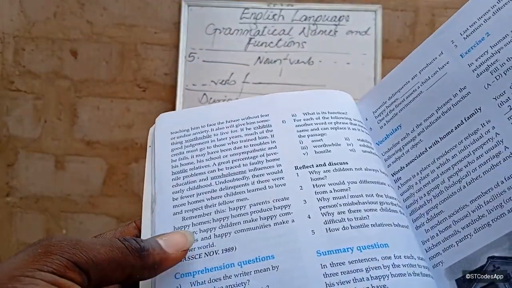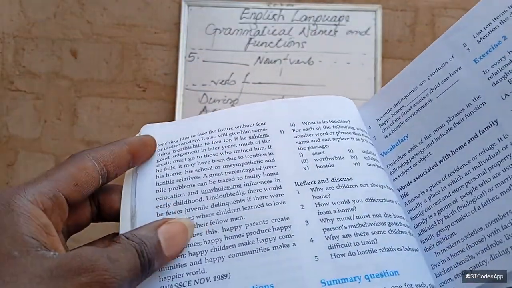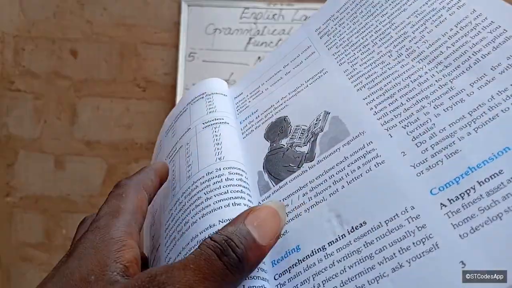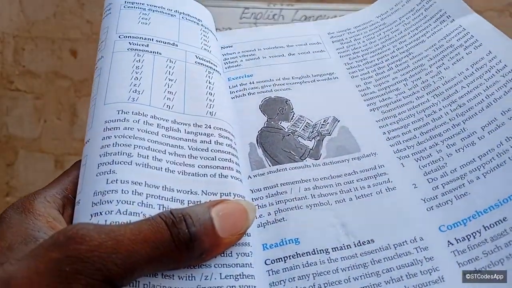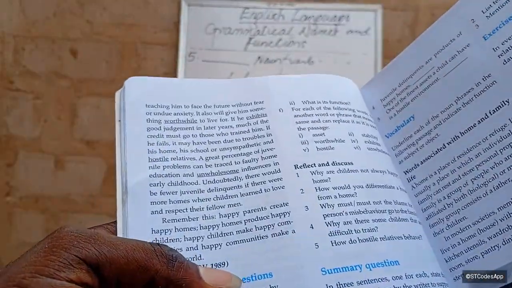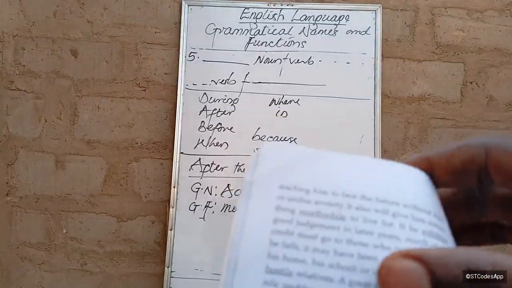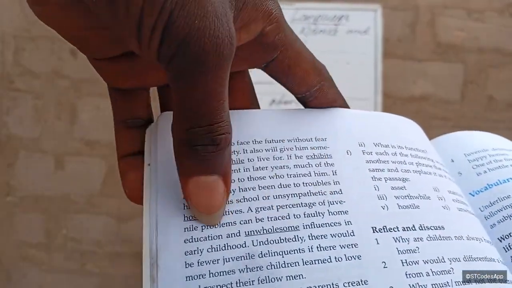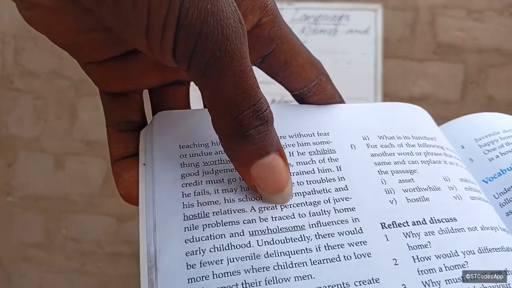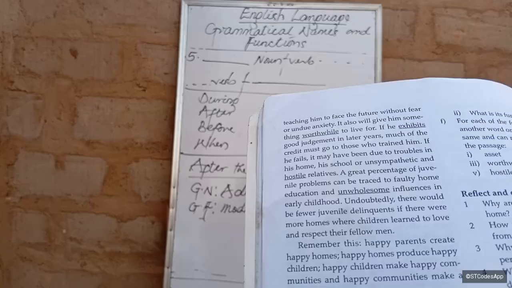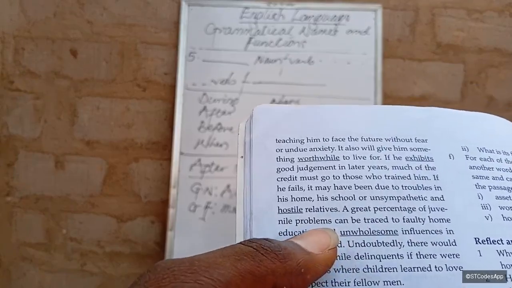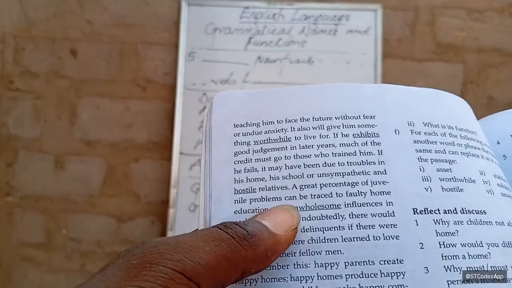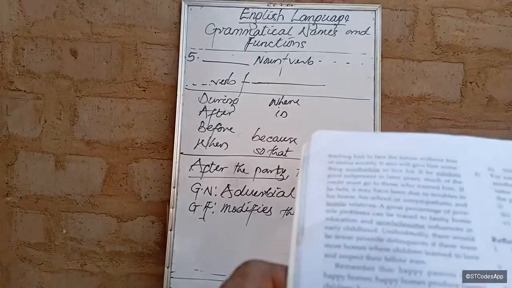Where is it there? A great percentage of juvenile problems. Okay, that's the problem with this textbook. I don't think it's underlined. Okay, look at it here. A great percentage of juvenile problems can be traced. So you can see it stopped at juvenile problems, right? If you underline this expression, immediately after it comes "can be traced". So that's our verb, right?